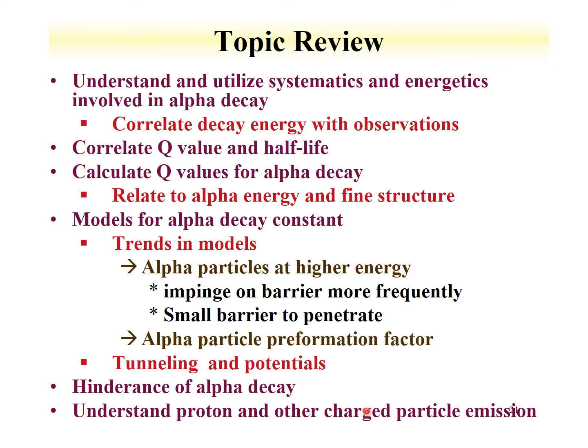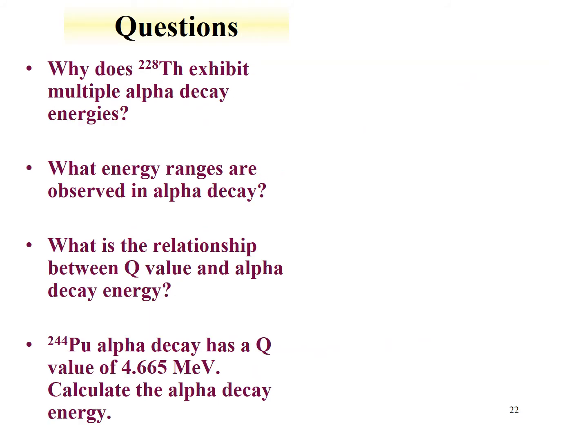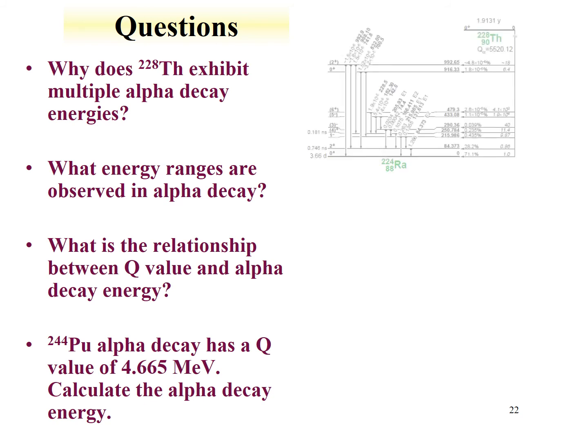We also touched upon other charged particle decay, including proton emission and carbon emission, including carbon-12 and carbon-14. Examples of questions you should be able to answer based upon the lecture are provided here. One has to do with alpha decay energies from decay. An example with thorium-228. Why does thorium-228 exhibit multiple alpha decay energies? This was discussed in the lecture.